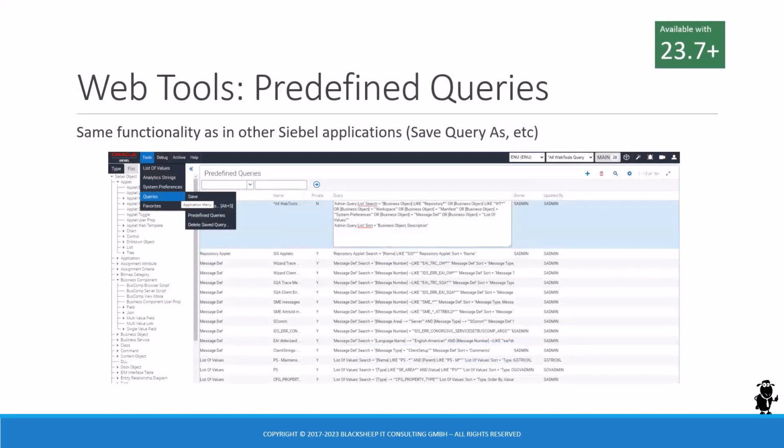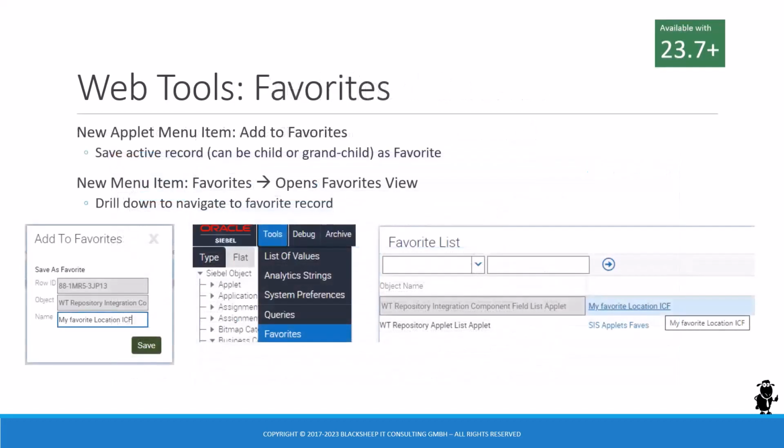Predefined queries came to WebTools. Favorites, which is similar to the bookmarks in Siebel Tools, but different. You can mark any record as a favorite, including child records, which is really cool, like a field in an integration component, which is a grandchild. Yeah, but they need to come up with a better way. You have to double click to get down to it. You've got to find a quicker way to get to it.